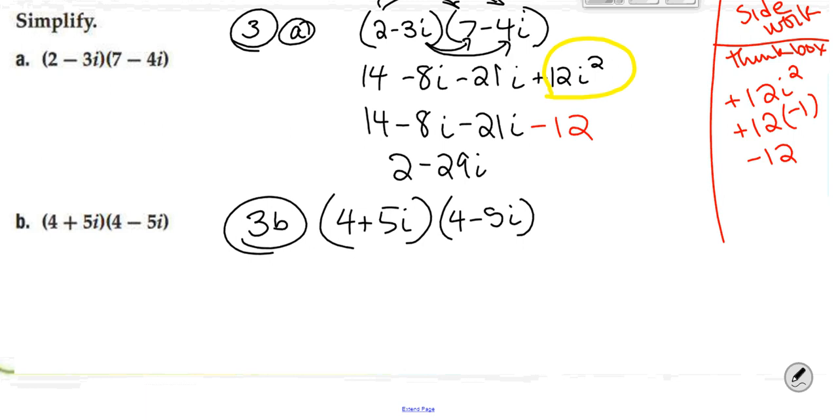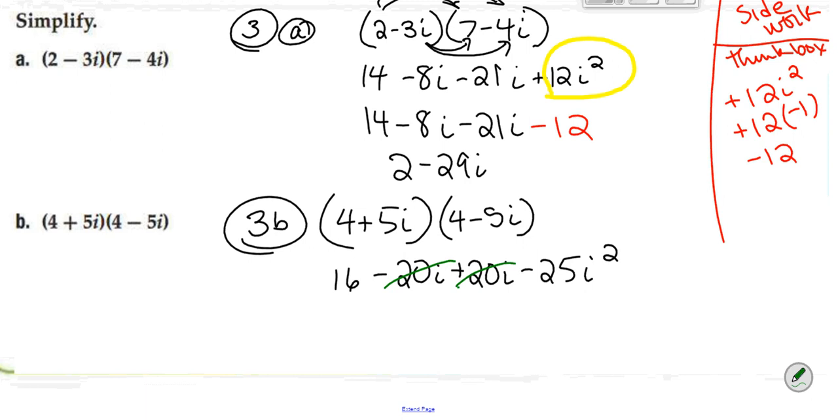So 4 times 4 is 16. 4 times the negative 5i in the back is minus 20i. 5i times 4 is actually plus 20i. And 5i times negative 5i is minus 25i squared. So two things going on here. One is that this is minus 20i and plus 20i, so we'll scratch that out.